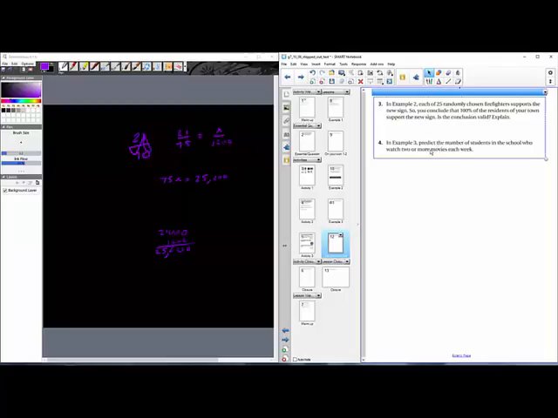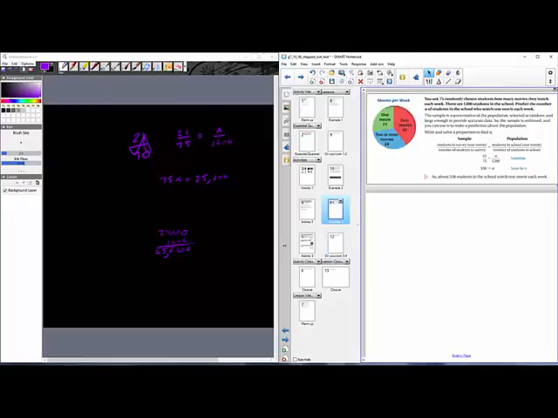And then in example 3, predict the number of students in the school who would watch 2 or more movies per week. So I do the same thing that I did here, but instead I have 24 over 75, and the other one is 1,200. I know that 24 would be a bigger number, wouldn't it? So I basically have to add 3,600 more to this number.